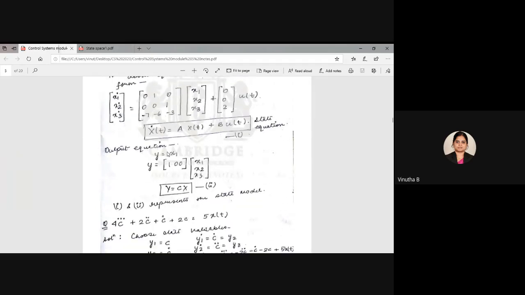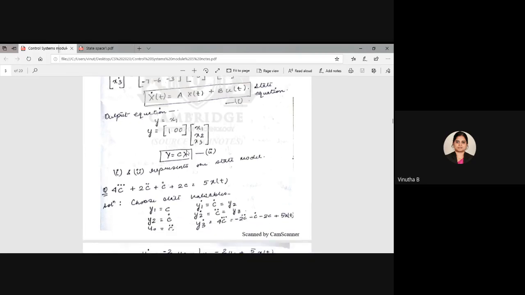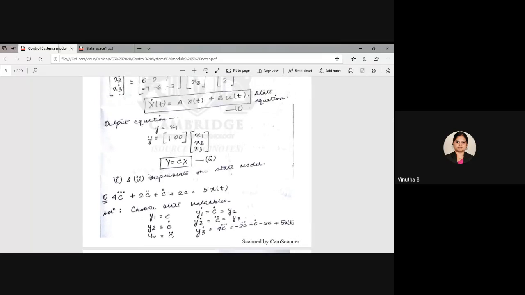Then the output equation. So you know that y is equal to x1 and x1 is just 1 here, and there's no x2 or x3 in this equation. So those terms will be 0, followed by a matrix of single column x1, x2 and x3. So this will represent the output equation, which is y is equal to C into x. So 1 and 2 represent the state model. I hope you have followed this, how to solve these problems is very simple. So you can try this. So just do this problem.